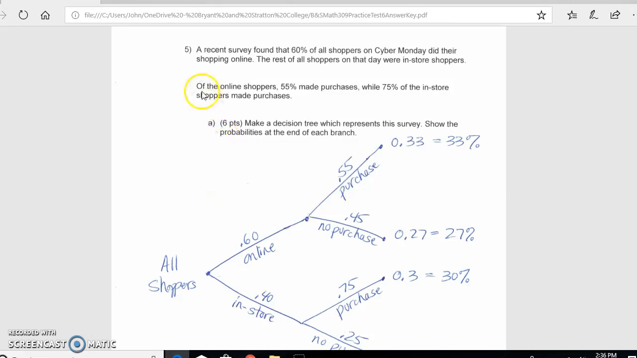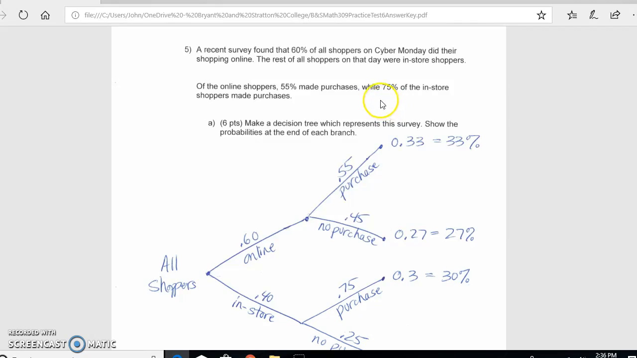And then we're told of the online shoppers, that's these shoppers here, 55% made purchases. So we draw another line with a node at the end, and this represents the 55% or 0.55 who made purchases. And then if 55% of those online made purchases, then the rest made no purchase, and they must be 45%. 100% minus 55% gives me 45% or 0.45 of the online shoppers made no purchase.